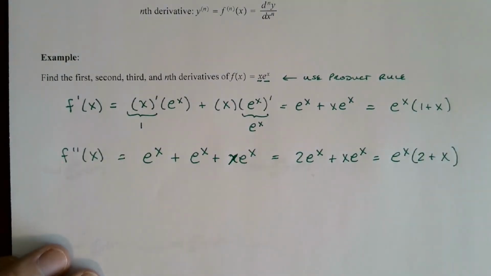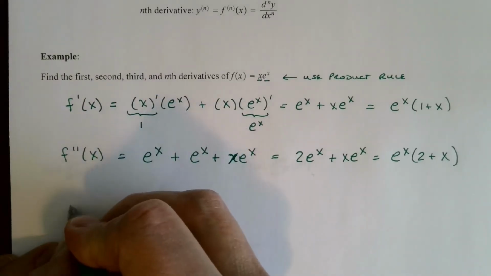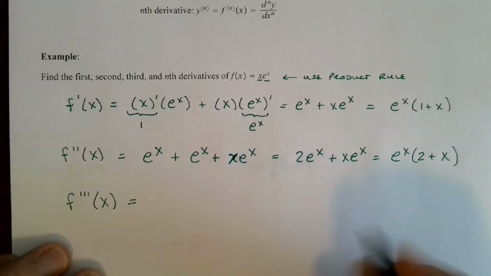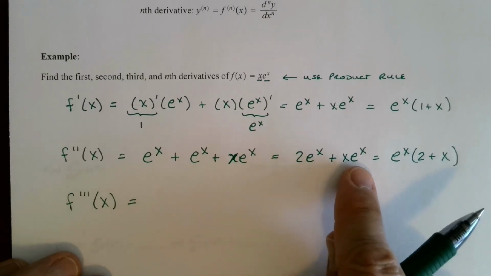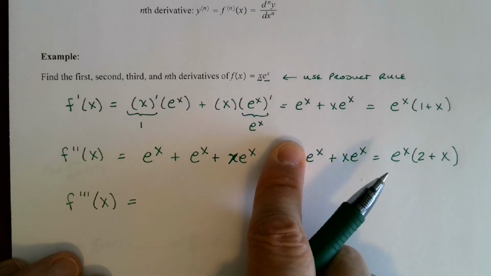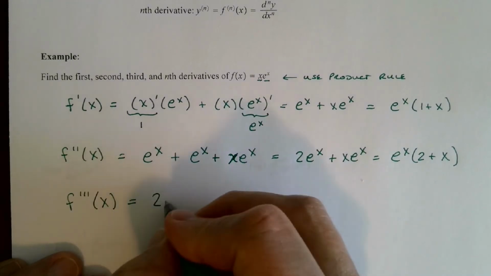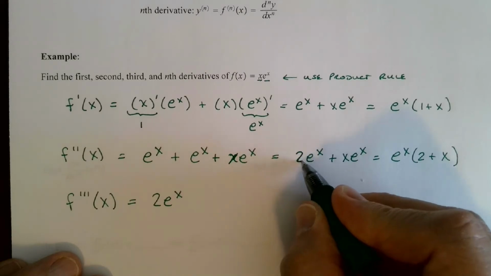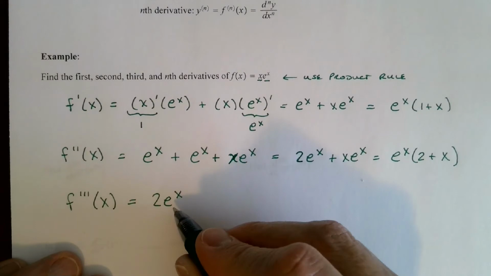Let's see if we can see a pattern, because that's what we're going to need when we get to the nth derivative. Let's do the third derivative. All right, f triple prime. So the derivative of this is the derivative of each one of these added together. The derivative of 2 e to the x, 2 is a constant multiple, we can pull it out, times the derivative of e to the x, which is e to the x. So it's just 2 times e to the x. Notice I don't need a product rule there because 2 is a constant, and really we're using the constant multiple rule.